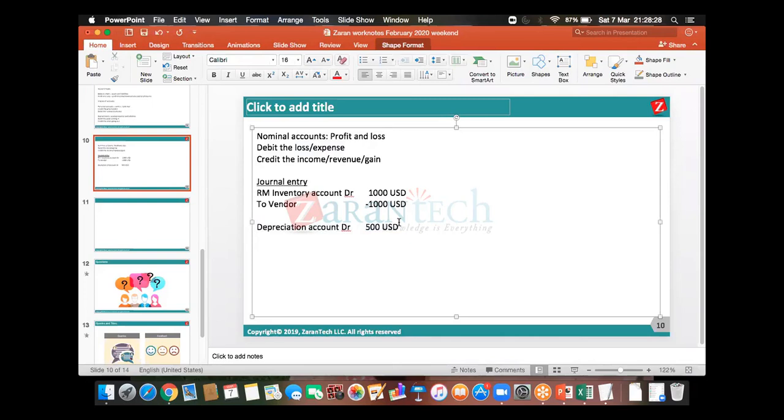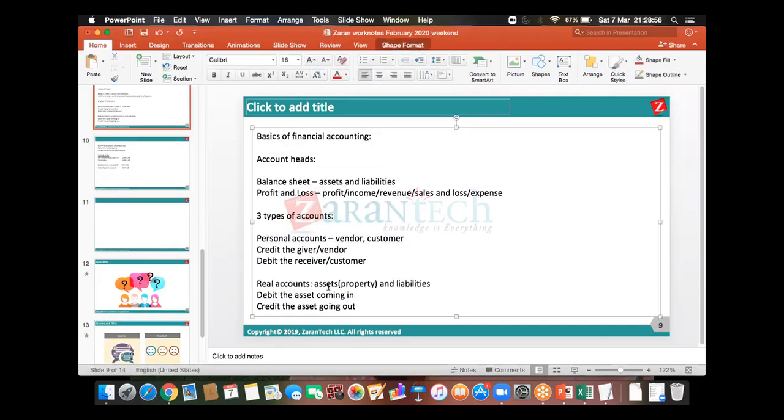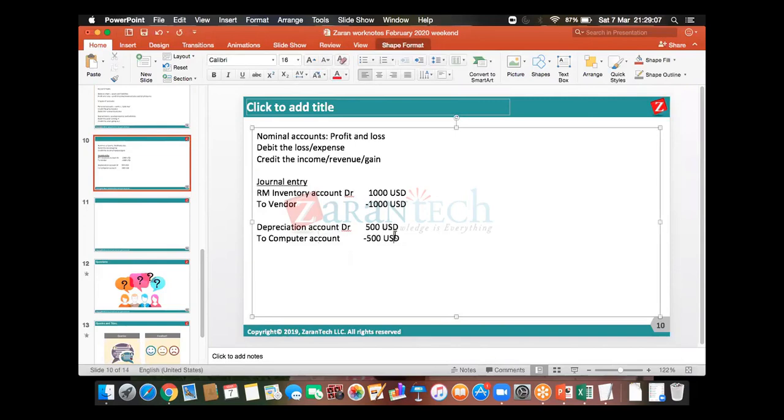Now on which asset am I depreciating? On some asset, so that asset has to be credited. Suppose I have a computer asset, or some machinery asset. Computer is an asset, so the same amount is credited. Why does the asset have to be credited here? Let us go back to the rules: credit the asset going out. That means if the asset value is diminishing, you will have to credit it. So computer credited, depreciation account debited. Understood everyone? Got it, everyone? This posting?